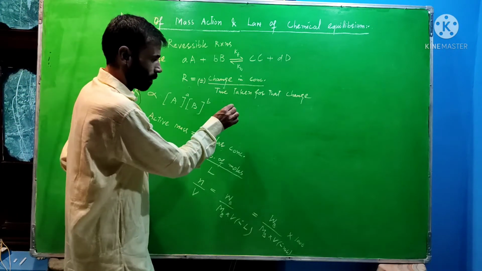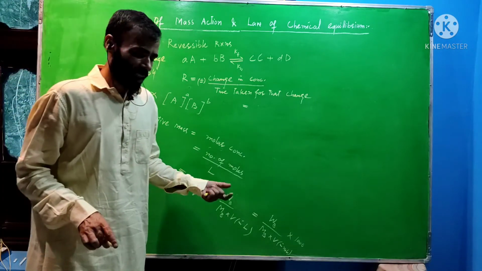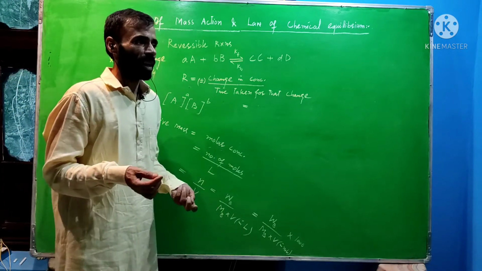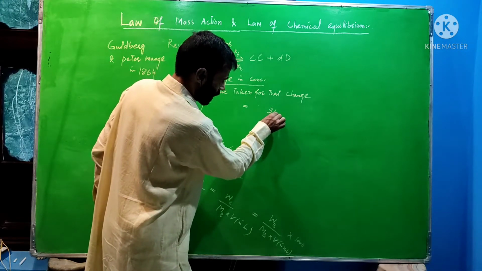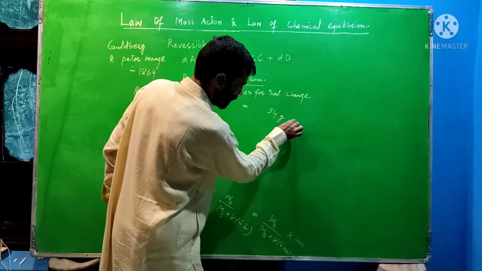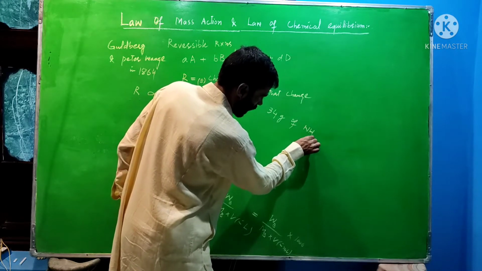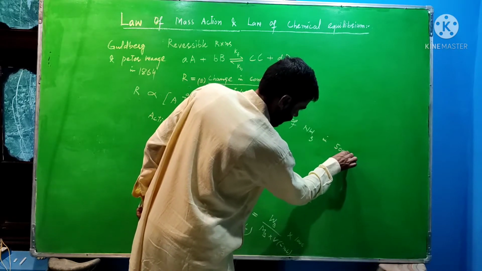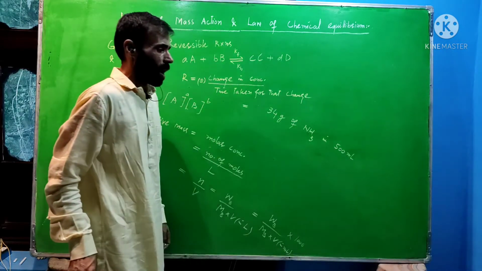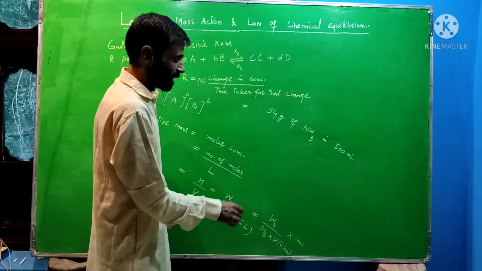Let us take an example so that we may be in a position to know what is the active mass of any substance. Suppose we have dissolved 34 grams of ammonia in 500 ml. These are present in 500 ml of the solution. Now, what is its active mass?